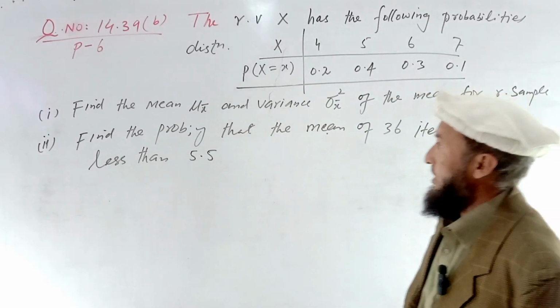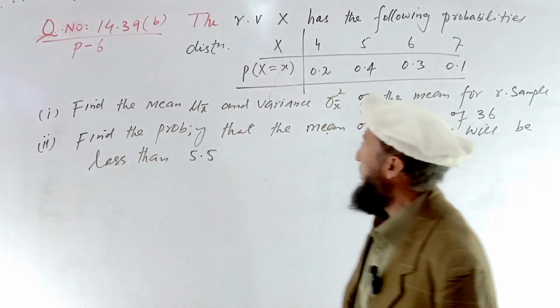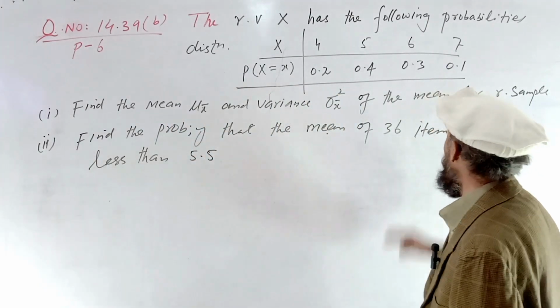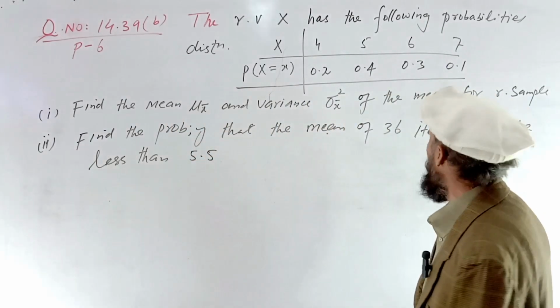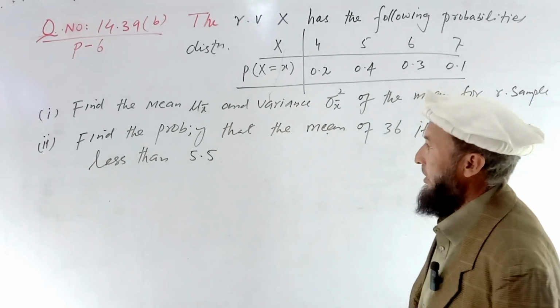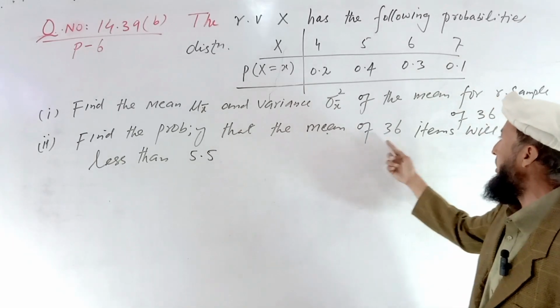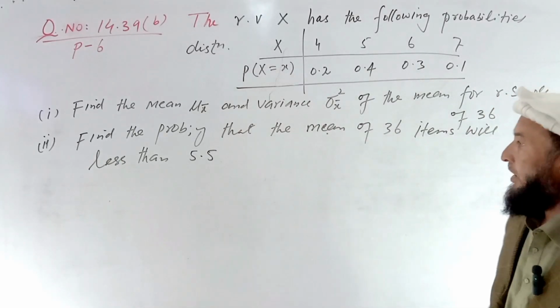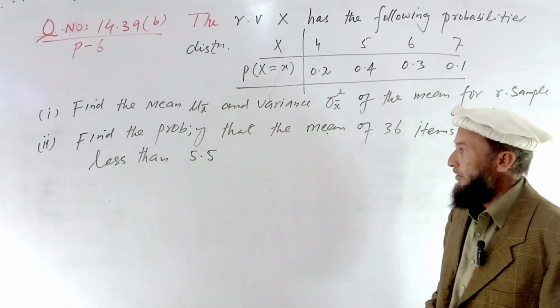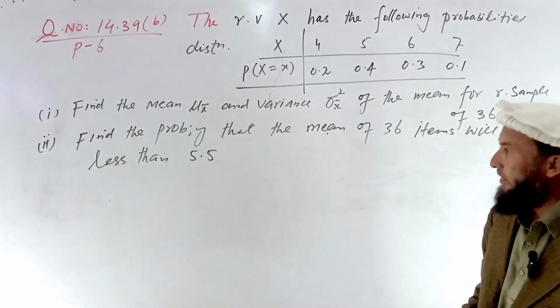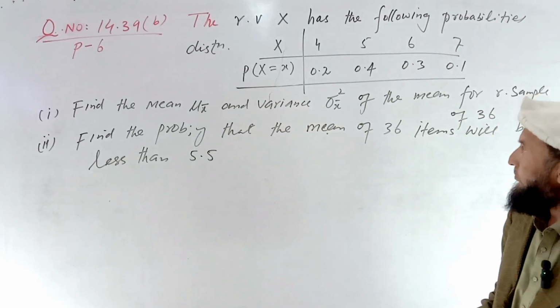So the first question is: find the mean and variance of the mean for the random sample of size 36. And the second question is: find the probability that the mean of 36 items will be less than 5.5. How do we calculate? Let's restart.